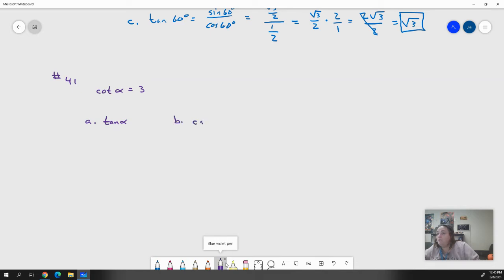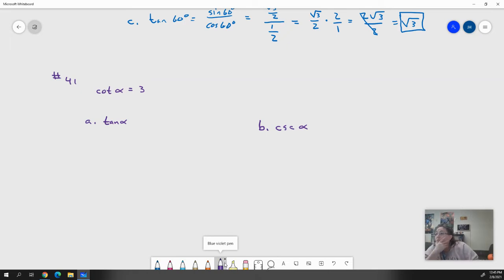the cosecant of alpha. I'm going to move that over a little bit and see if I can use up a little bit less space. Right. So I'm going to move this over here just so I have a little bit more room. B is the cosecant of alpha. And the only piece of information that I'm given here is that the cotangent of alpha equals 3.